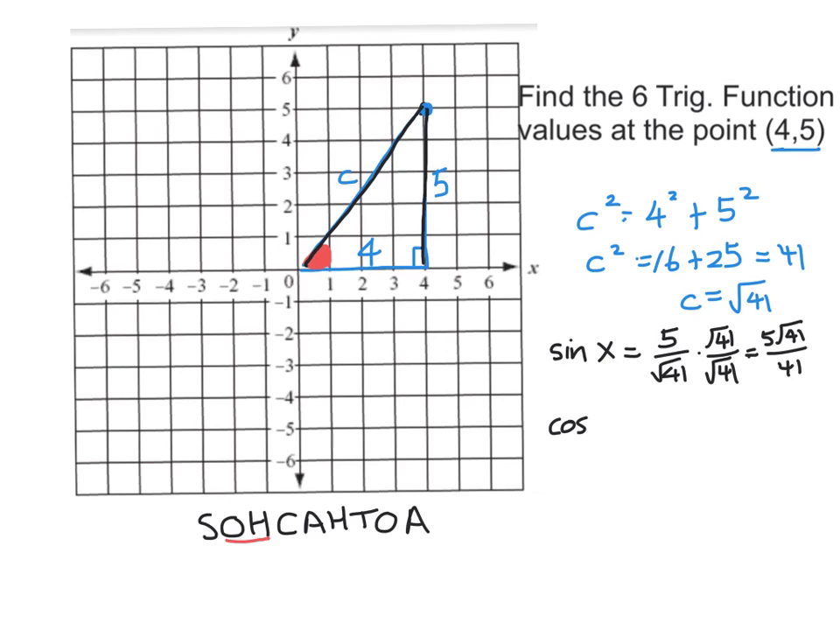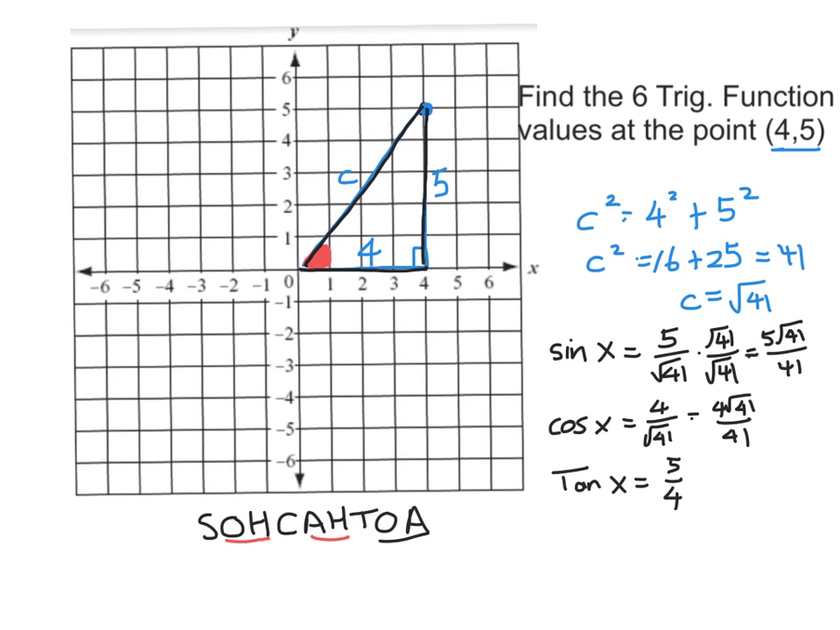Cos x, let's go to the next SOHCAHTOA, is adjacent over hypotenuse. So we know the adjacent is 4, and the hypotenuse is root 41, so it's going to be 4 over root 41. And if we follow the same process we did before, it's going to be 4 root 41 over 41. Tan x is going to be opposite over adjacent, so 5 over 4, that's easy.